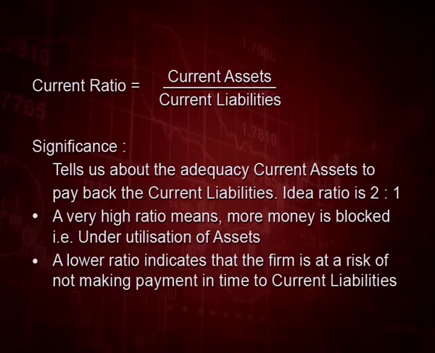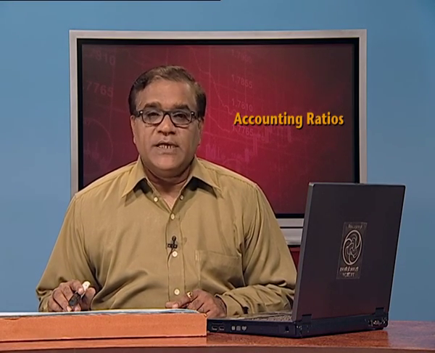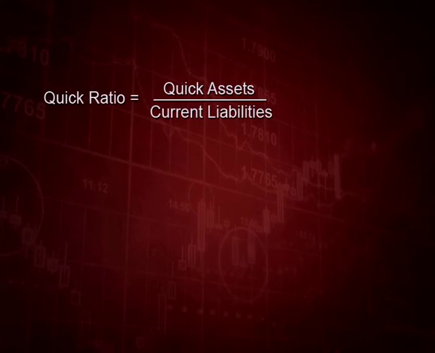You are keeping a lot of money to pay the current liabilities, which is not good for the financial health of the company. And a lower ratio indicates that the firm is always at risk of not making the payment on time to current liability, which can in turn lead to the insolvency of the firm and a bad name for the firm. The next ratio in this line is quick ratio, which is quick asset upon current liability.